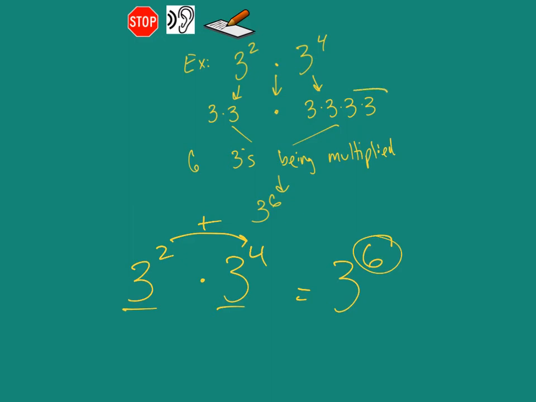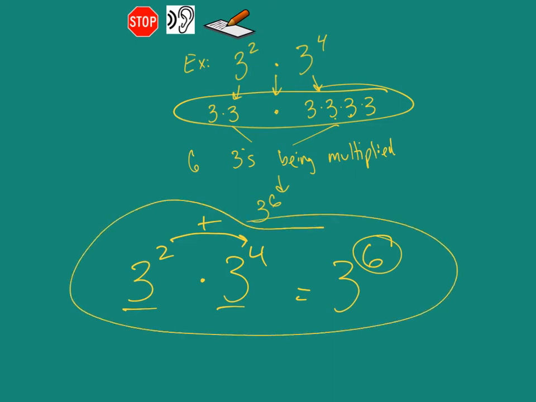And so we kind of proved why that works because we have our expanded form right there. 3 times 3 times 3 times 3 times 3 times 3 was equal to 6 3s. So now we can justify in this version why we're getting that answer, or why we're able to add our exponents. So I'm going to keep moving forward. Stop, record, make sure you get this into your notes.